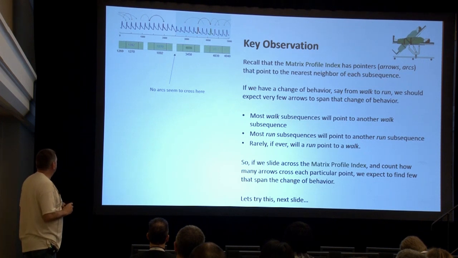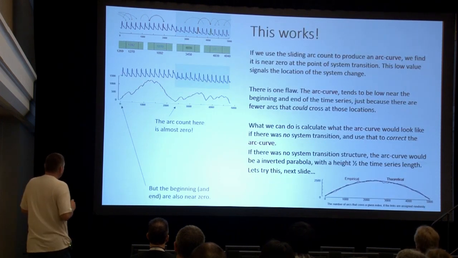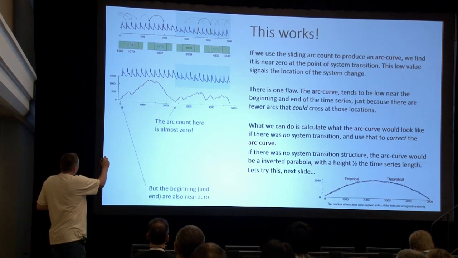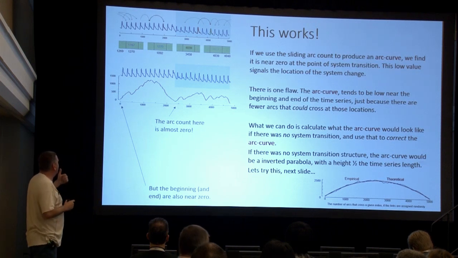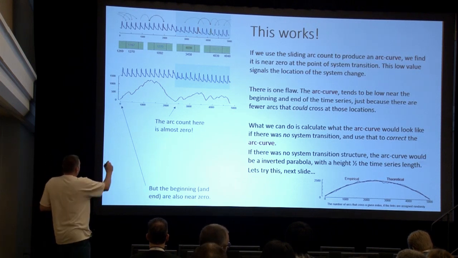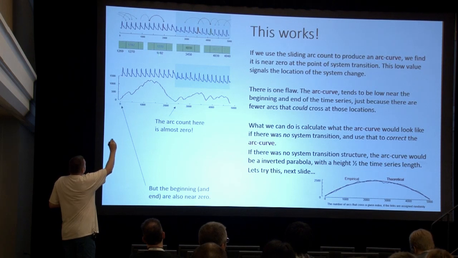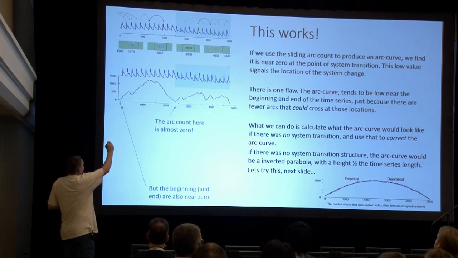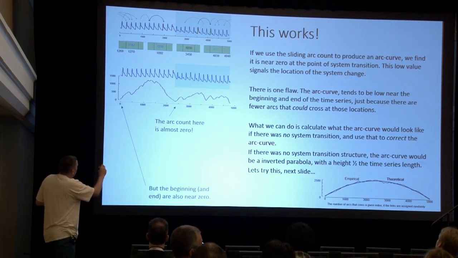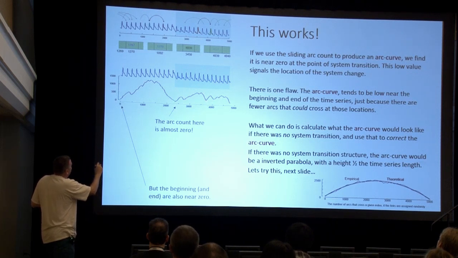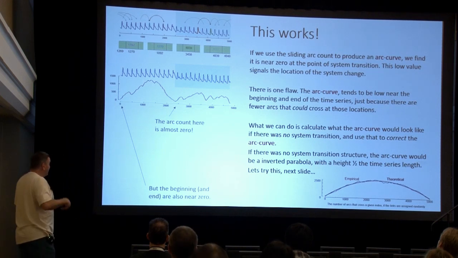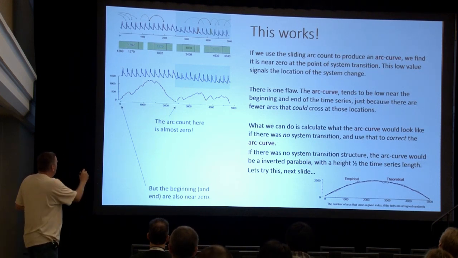Let's see this. This is exactly that. This red time series here is the arc count. When I'm here, many arcs cross over my head, so I have a high count. But when I get to here, where the world has changed, very, very few, almost zero arrows cross over my head. And so I'm going to guess here the world has changed. So I've successfully segmented my data with that one simple clue.